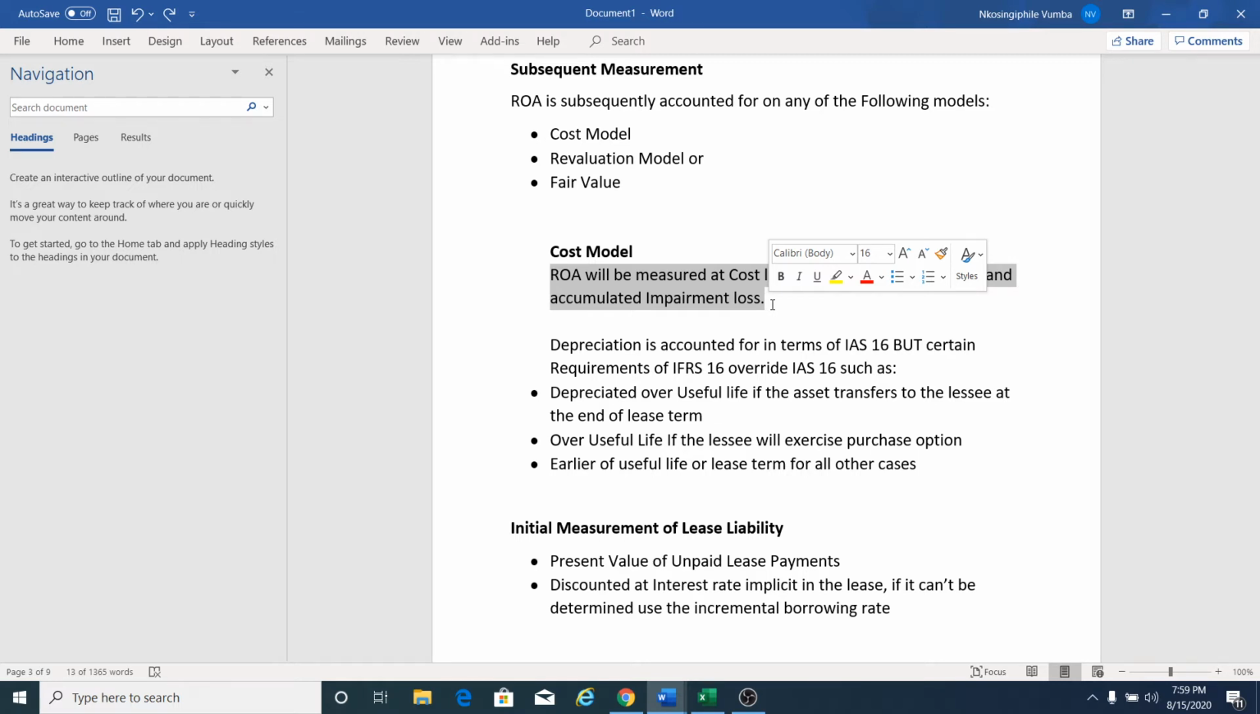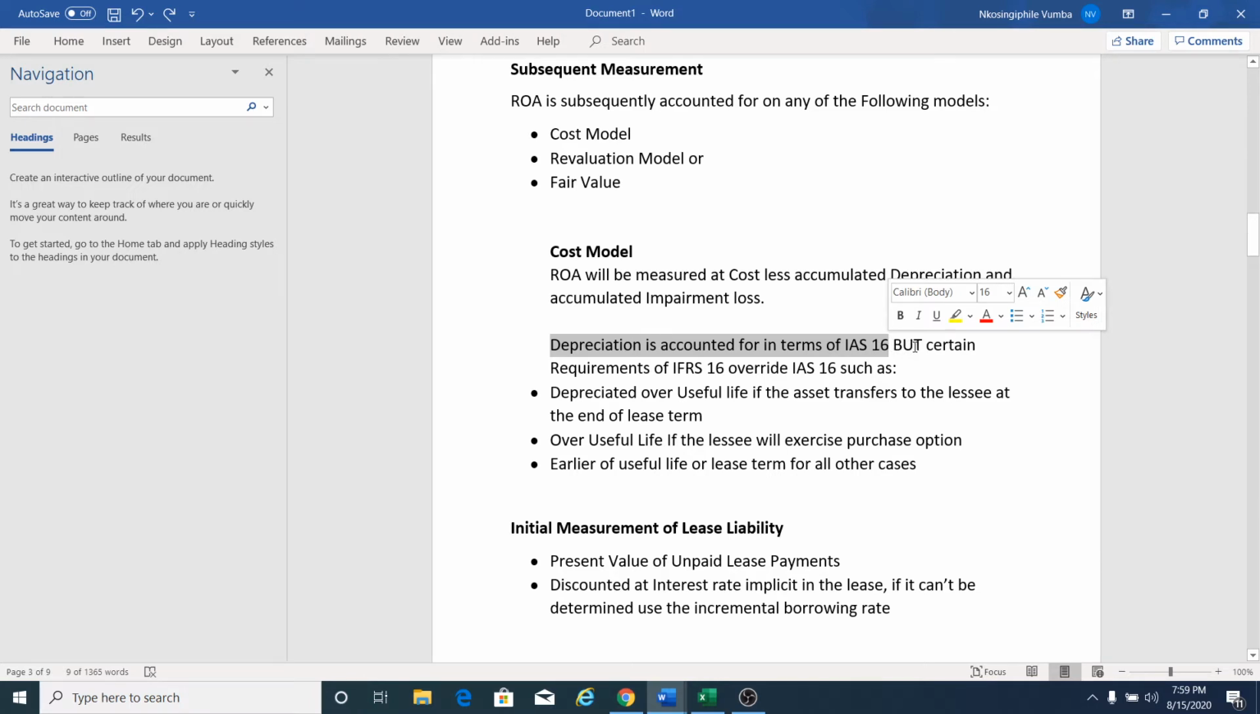Now we said accumulated depreciation and impairment losses. What is the accumulated depreciation for an ROA? The standard says that it is accounted for in terms of IAS 16. But there's a big but, which says that certain requirements of IFRS 16 override the requirements of IAS 16, such as the following.